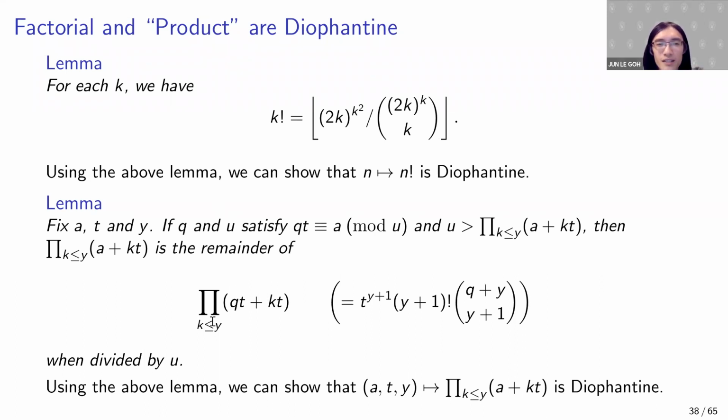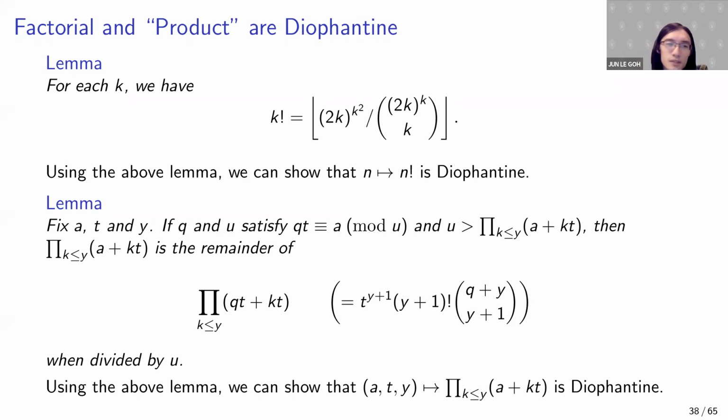However, this product is slightly different. Notice that over here we have QT instead of having an A. And this enables us to rearrange this into the following form on the right. Here, again, it doesn't matter so much what this is. The point is that this is Diophantine because you have exponential and then factorial and then you have binomial coefficient, right? So this guy is Diophantine. And so this lemma, provided we can find such Q and U, is going to give a Diophantine definition.